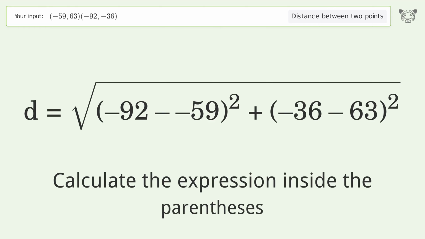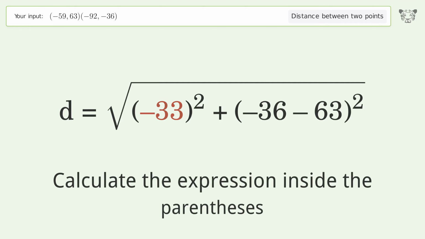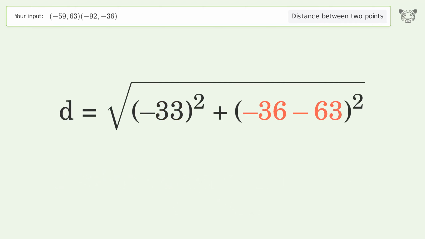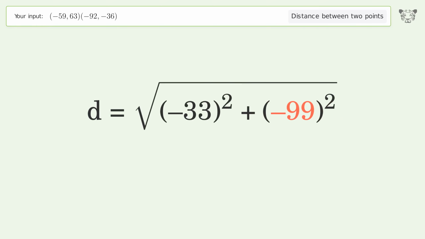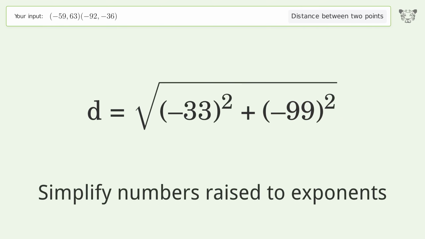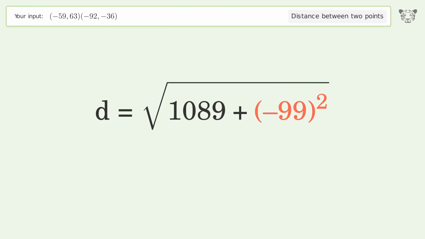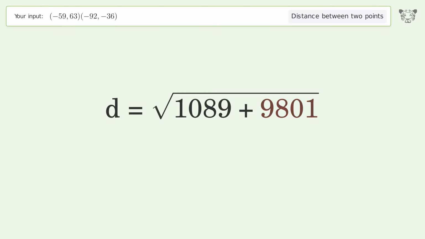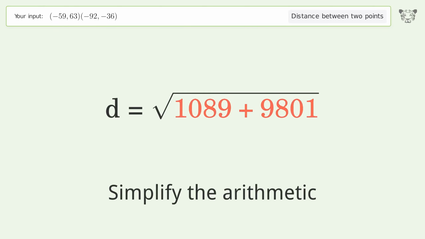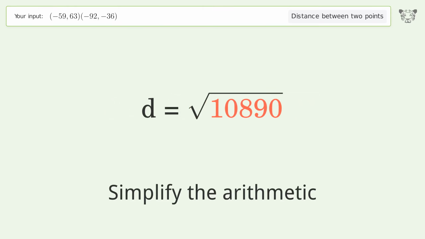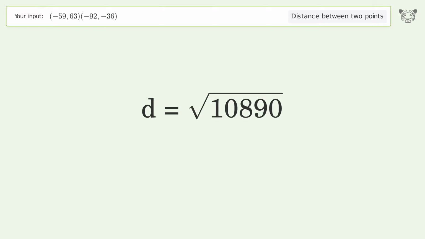Calculate the expression inside the parentheses. Simplify numbers raised to exponents. Simplify the arithmetic. And so the distance between the 2 points is the square root of 10,890 or 104.355.